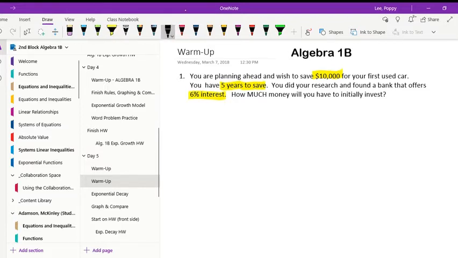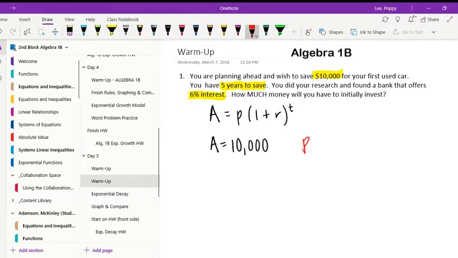So if you'll remember correctly with our exponential growth model, it's A equals P times 1 plus R to the T power. Let's talk about the pieces that we need. We don't know what the actual amount in the end is. Actually, yes, we do. On this one, we want the $10,000. So we're actually going to be working backwards on this one. So we know that the actual amount is $10,000. So A is 10,000.